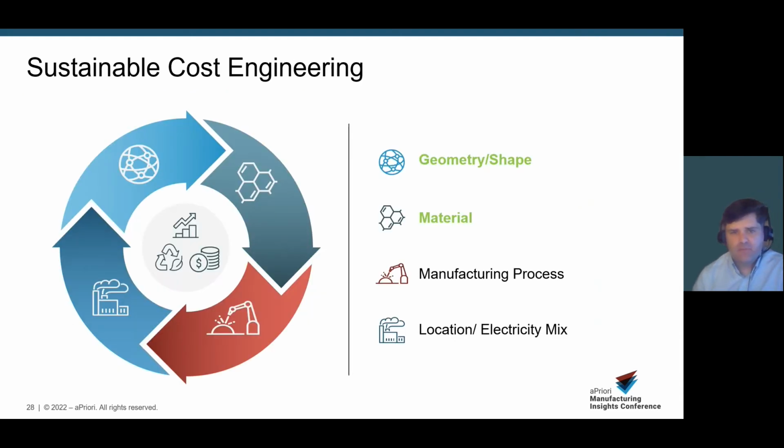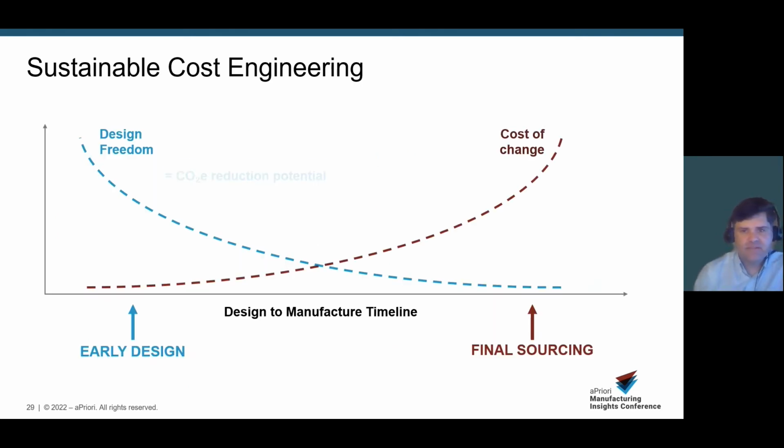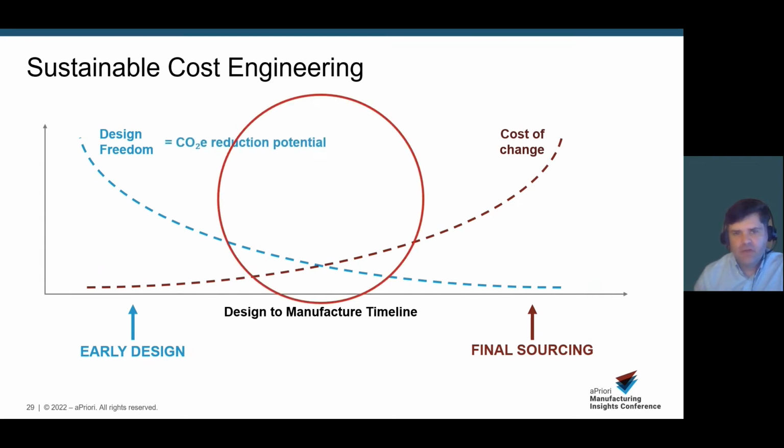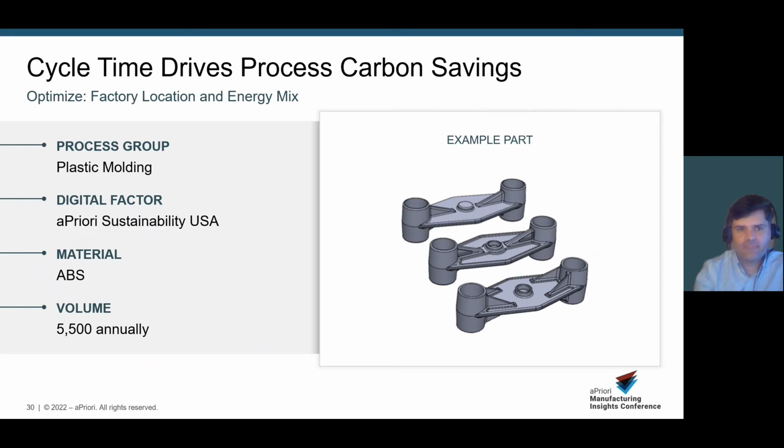So looking at sustainable cost engineering, our next example, we have the same levers. We're looking at geometry and material this time as our primary levers. And in this design process, we're really focused in that middle part. We can make some tweaks and changes, but we're not fully redesigning this part. So it gives us some freedom, but we don't have the ability to completely redesign the part.